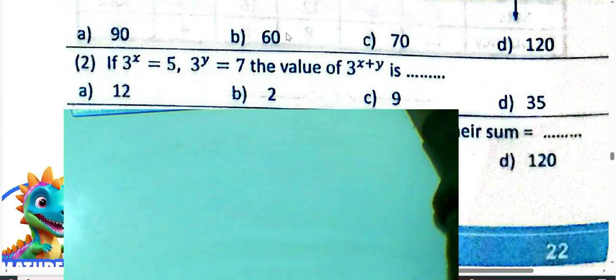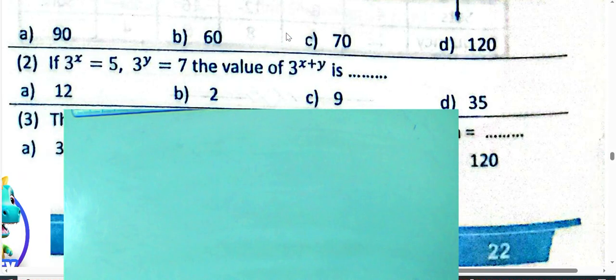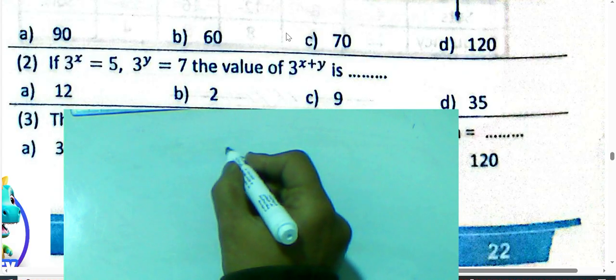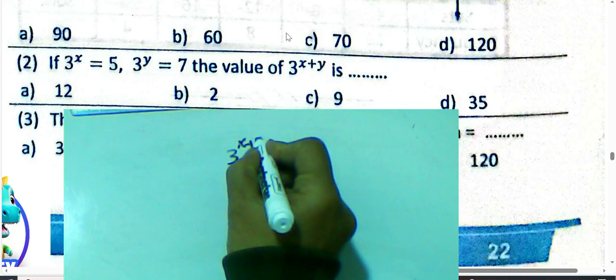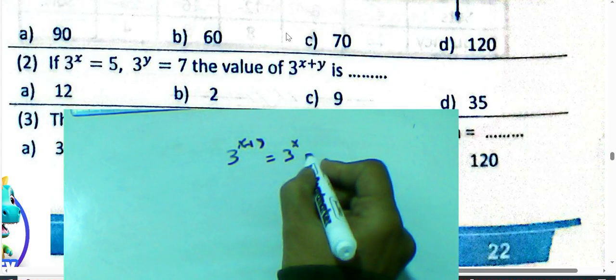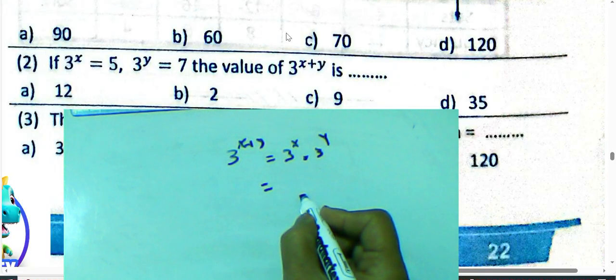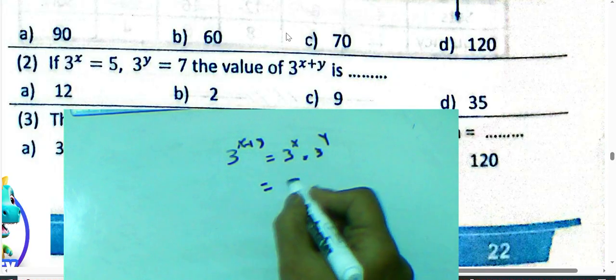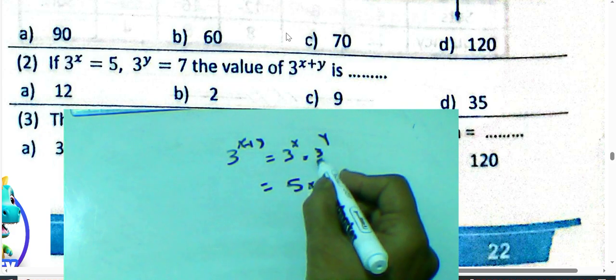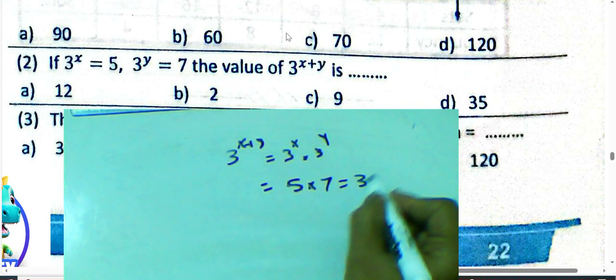If 3 power x equals 5 and 3 power y equals 7, what is the value of 3 power x plus y? We can use here the distributive properties of 3 power x and 3 power y. The value of 3 power x is 5 and 3 power y is 7. 5 times 7 is 35. And the answer here will be 35.